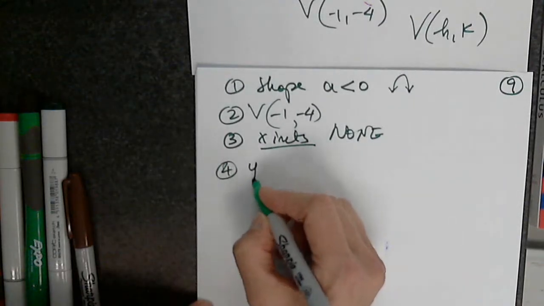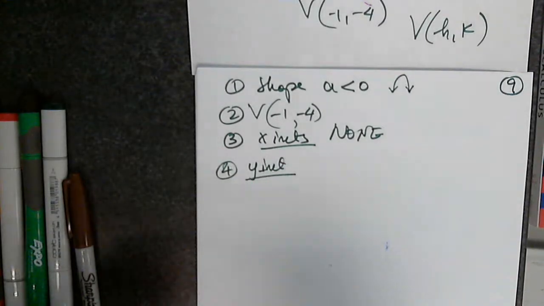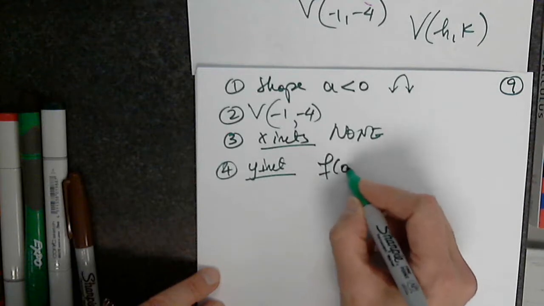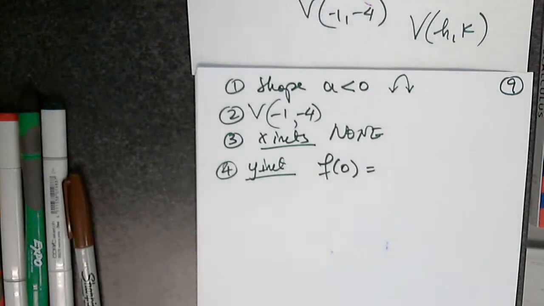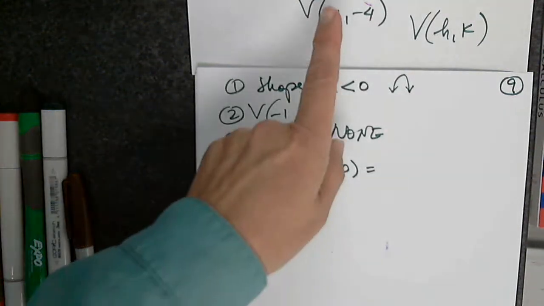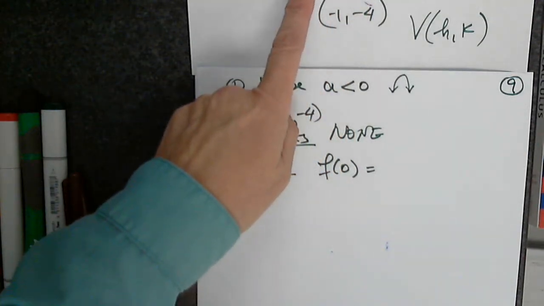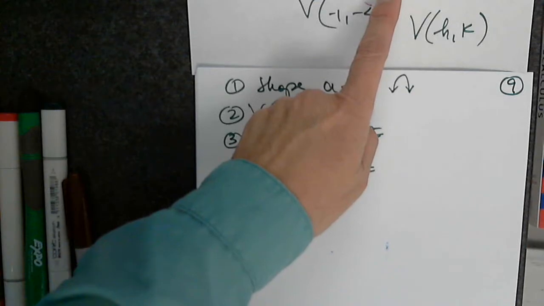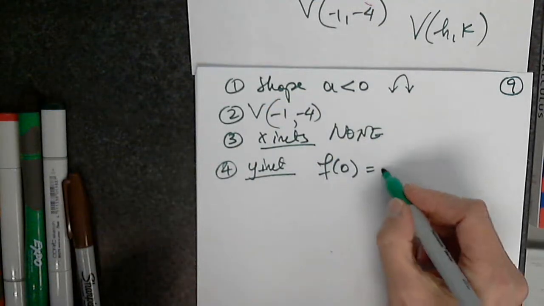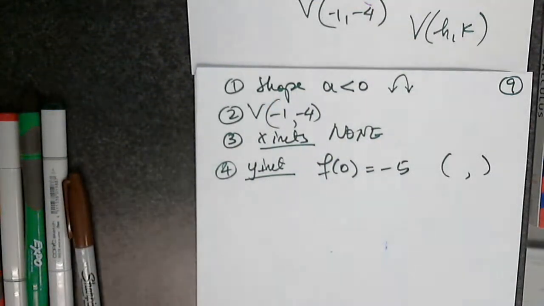Number four, the y-intercept. Exactly. I have to find f of 0. Let's find f of 0 together. Yes. 1 squared is 1 with minus in front, and negative 1 minus 4 is negative 5. Can anyone give us the ordered pair that we just determined as being the y-intercept? 0, -5. Excellent.